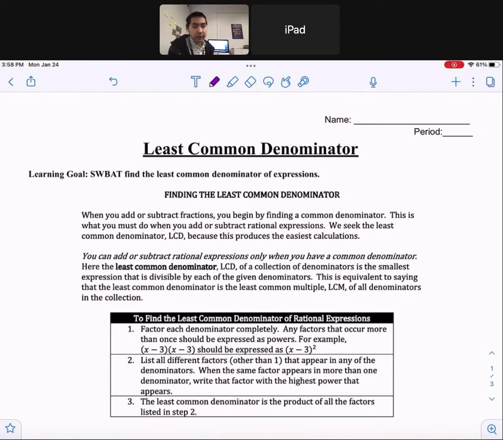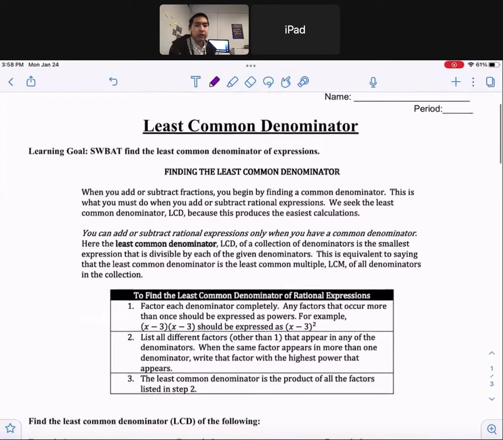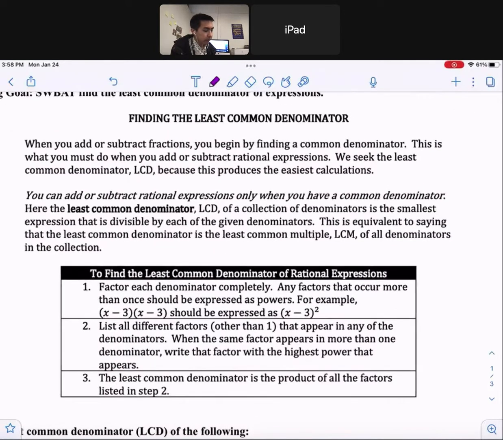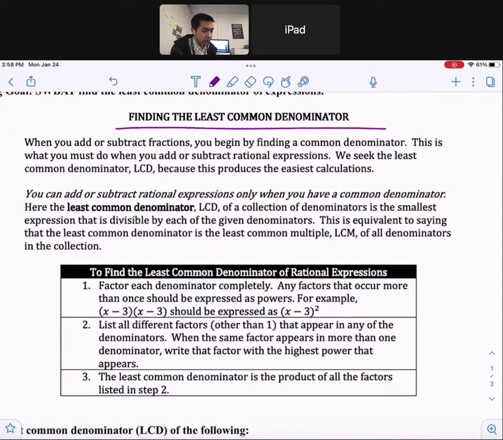All right, you guys. So the learning goal is students will be able to find the least common denominator of expressions. All right. So, finding the least common denominator.